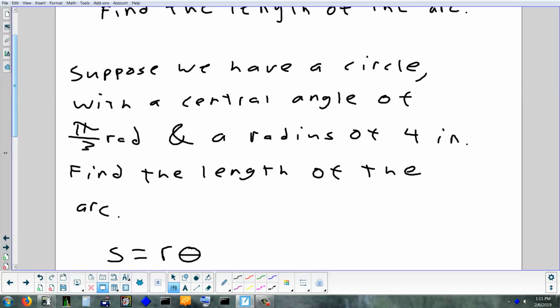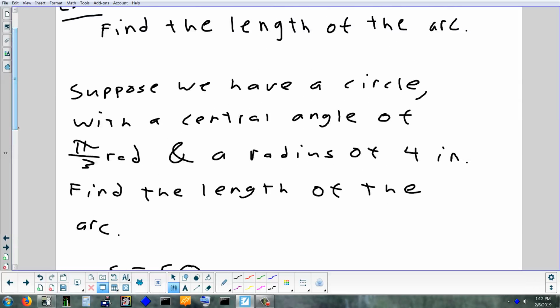So out of all that stuff that's written, we really just have to focus on what's important. They want us to find the length of the arc. That's the directions at the top. So it says you've got a circle with an angle of pi over 3 radians and a radius of 4 inches. That part that I read, that's really the only important part.